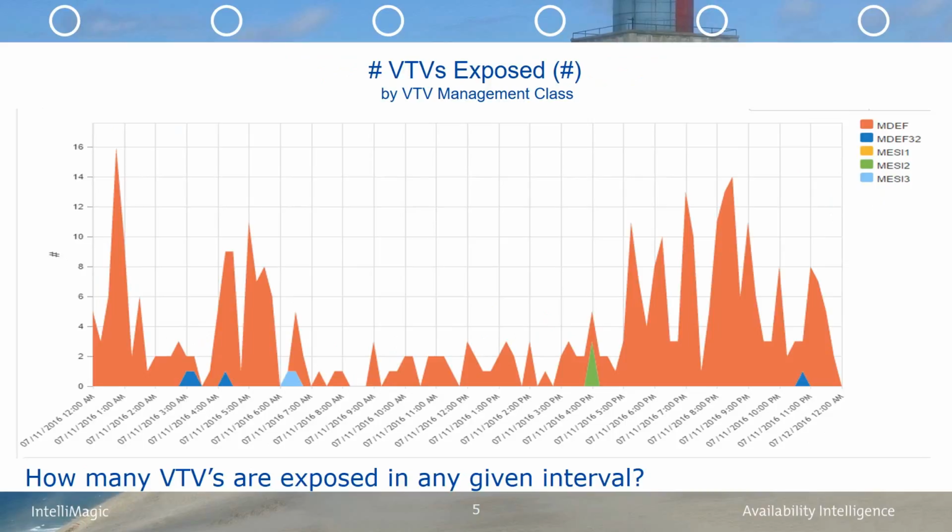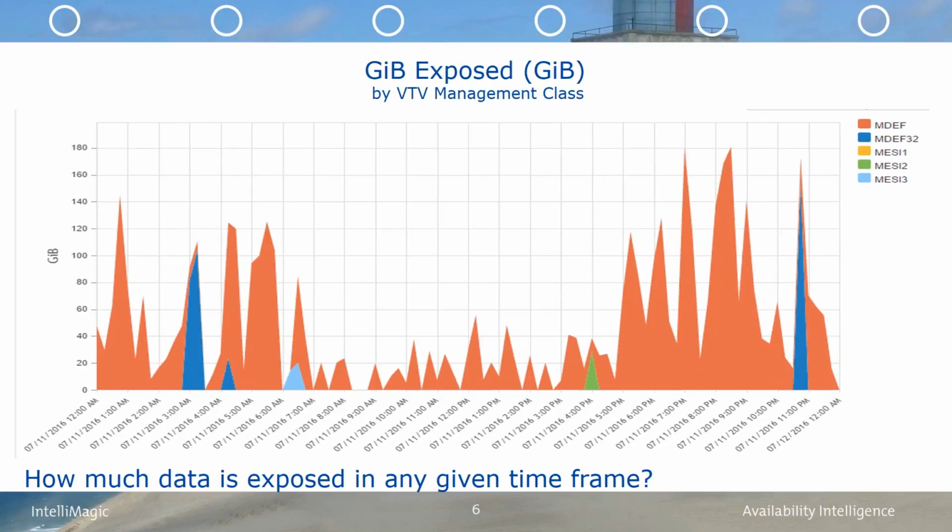Another picture that we get is how many of those VTVs are exposed at any given interval. Again, the peak here looks like about 16 VTVs were exposed at some point during that particular time. And then also a perspective from a gigabyte standpoint: how much data has been exposed, which is still the only copy in the buffer that we have.